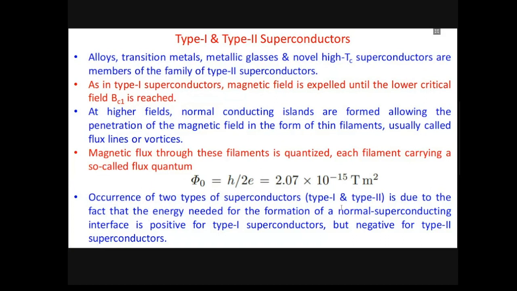The occurrence of two types of superconductors, type 1 and type 2, is due to the fact that the energy needed for the formation of a normal to superconducting interface is positive for type 1 superconductors, but negative for type 2 superconductors. So this is based on the energy of formation. The energy needed to make a transition from the normal conducting state to the superconducting state is positive, meaning we need to supply energy. It is negative for a type 2 superconductor, where energy is released during this transition. So they can also be differentiated based on energy.